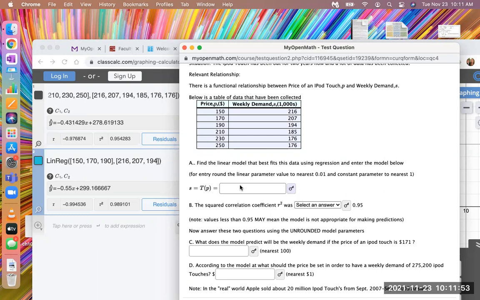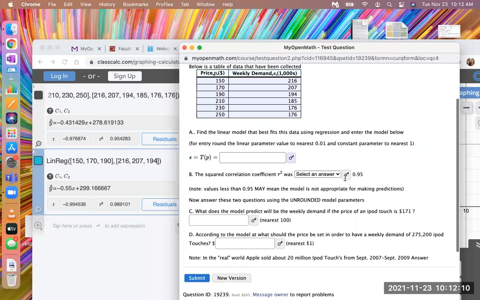So when they say round the linear parameter value, they're just talking about the slope in the line, the coefficient on the x term. And then the constant parameter, they say round to the nearest 1's place, they just mean the constant term of your line. Okay.